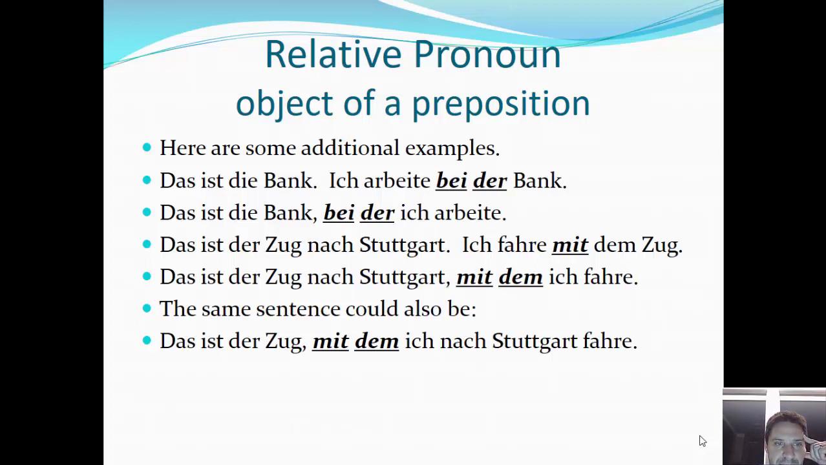Some additional examples. Das ist die Bank. Ich arbeite bei der Bank. If I were to combine that: das ist die Bank, bei der ich arbeite. Das ist der Zug nach Stuttgart. Ich fahre mit dem Zug. So, das ist der Zug nach Stuttgart, mit dem ich fahre. I could even write that: das ist der Zug, mit dem ich nach Stuttgart fahre, but let's not complicate it too much. It's already a lot of information to take in. So those are some of your examples with the objects of prepositions.